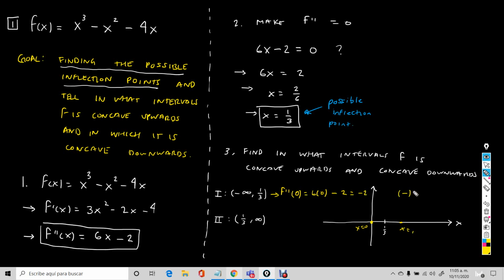Let me tell you what that means. When the evaluation of the second derivative is negative, it means that your function over this region, this part of the whole x-axis, will be concave downwards. In other words, it's going to look like so, like that. We are 100% sure about that. Now let's evaluate at the other point, to the right of my possible inflection. Let me actually draw a partition over here.